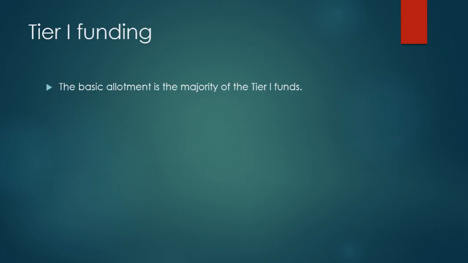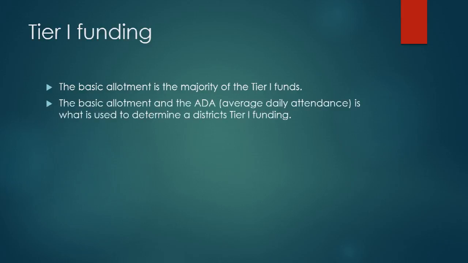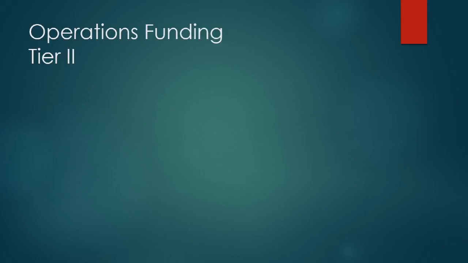Tier 1 funding is the basic allotment. It's the majority of the Tier 1 funds. The basic allotment and the ADA, which is the average daily attendance, is used to determine a district's Tier 1 funding.